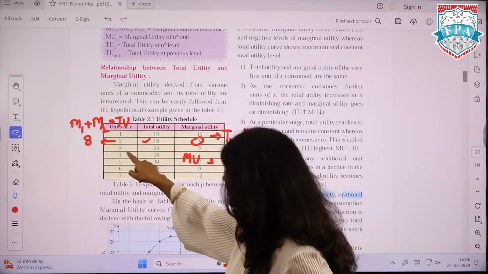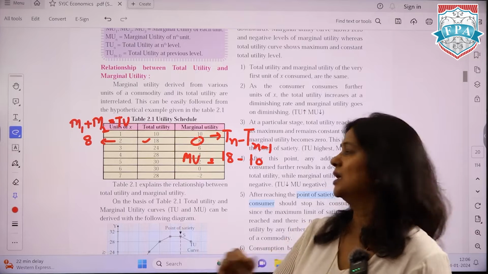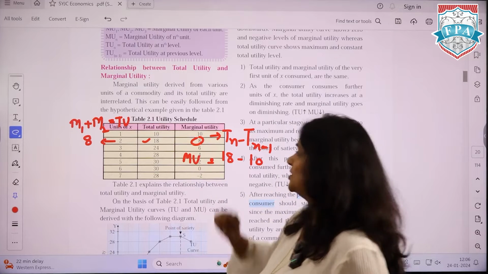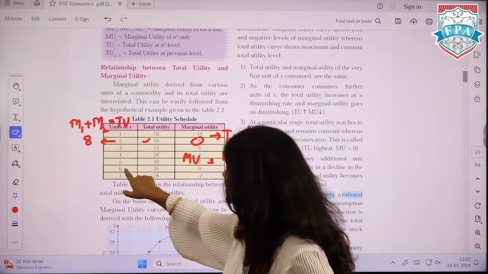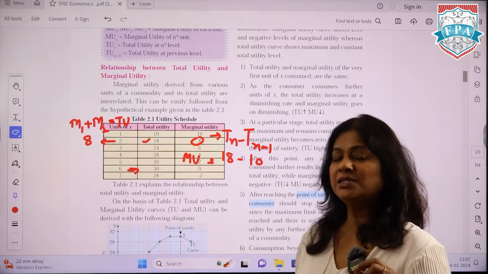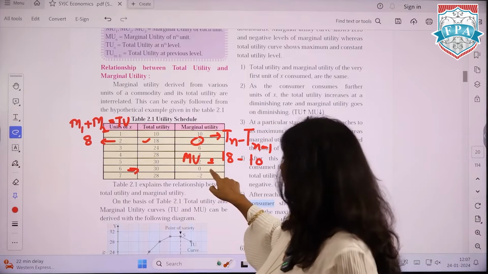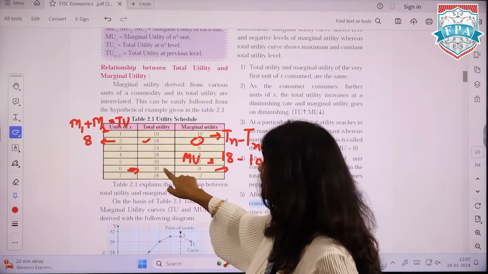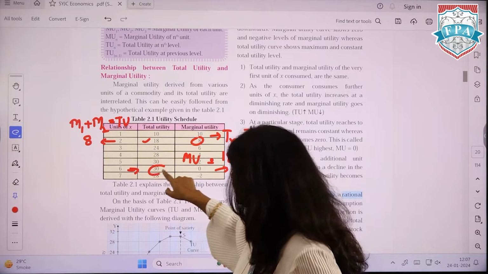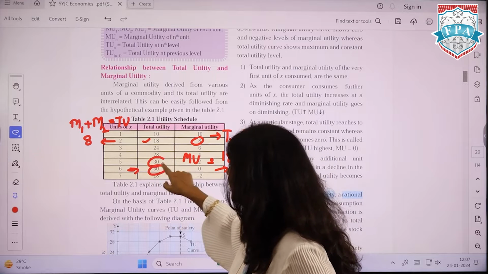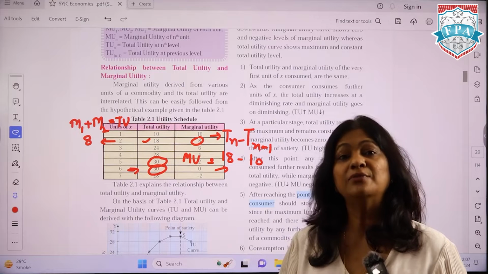Similarly, on going to the third, your total utility will be 24, but what will the marginal be? 24 minus 18, which is 6. Similarly at the fourth, fifth, look at what is happening at the 6th unit. At the 6th unit the total utility is 30. When I try to find out the marginal utility, I derive that the total utility at 6 units is also 30 and the total utility at 5 also is 30. That means you did not derive any marginal utility.